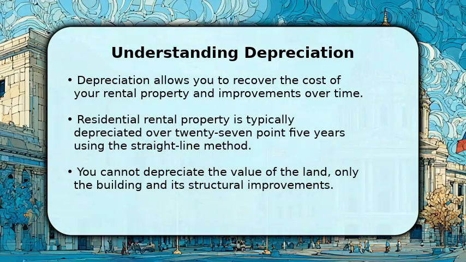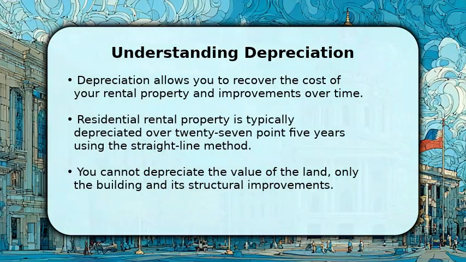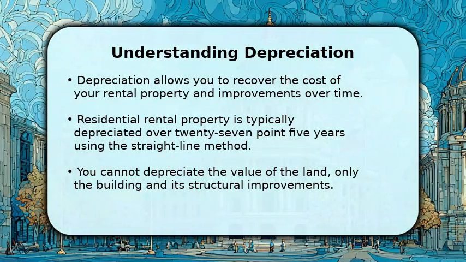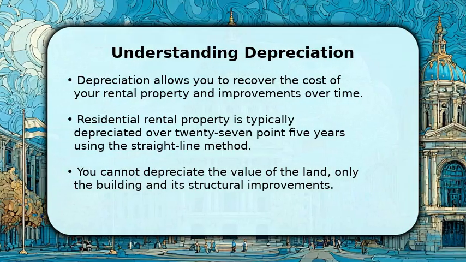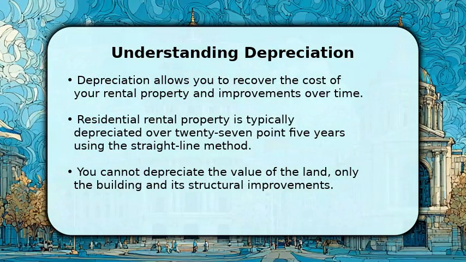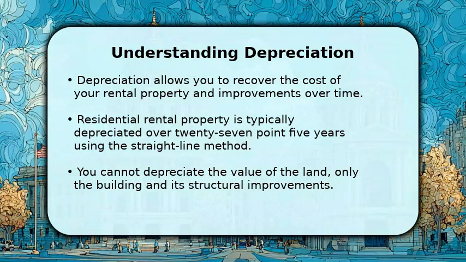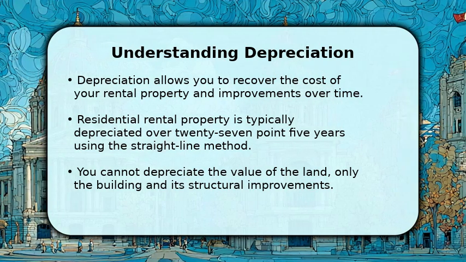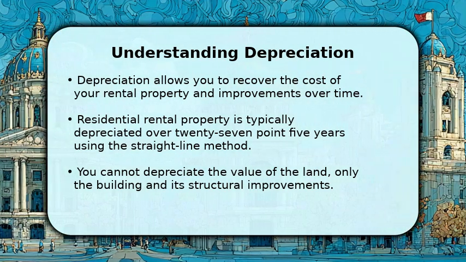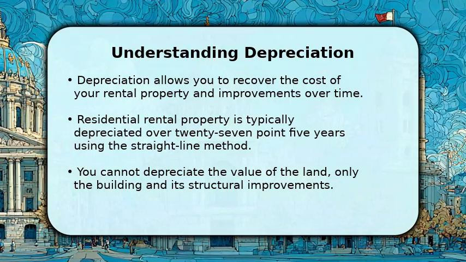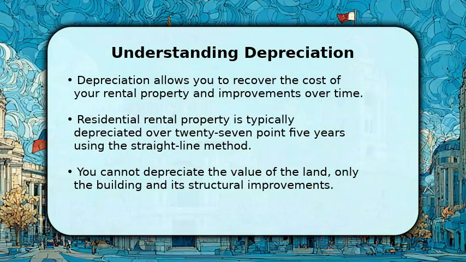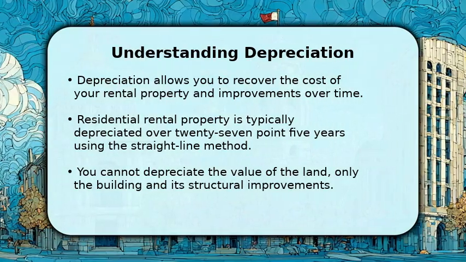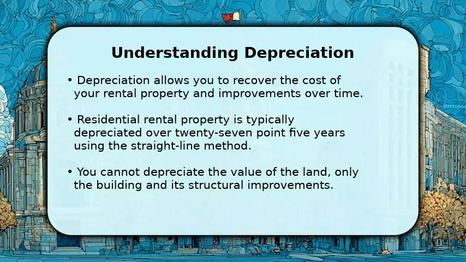Depreciation is a unique deduction that accounts for the wear and tear or obsolescence of your property over its useful life. For residential rental properties, the IRS generally allows you to deduct a portion of the building's cost each year over 27.5 years. Remember, this applies only to the building structure and not the land it sits on. Accurately calculating depreciation can be complex, so reviewing IRS Publication 527 or consulting a tax professional is highly recommended for clarity and precision.